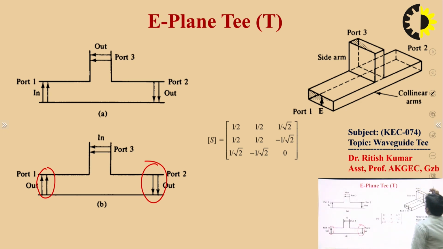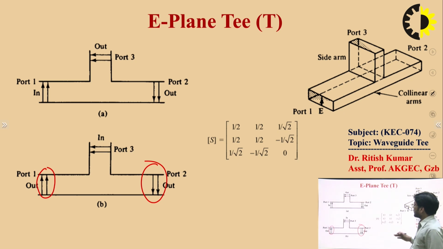This is a 3D diagram of the E plane T. You can see this is the E plane, this is the direction of electric field, and this auxiliary arm lies parallel to the E plane. That's why we call this an E plane T.